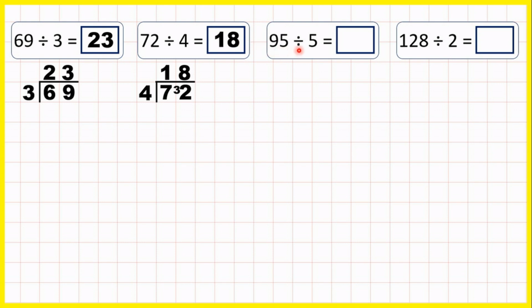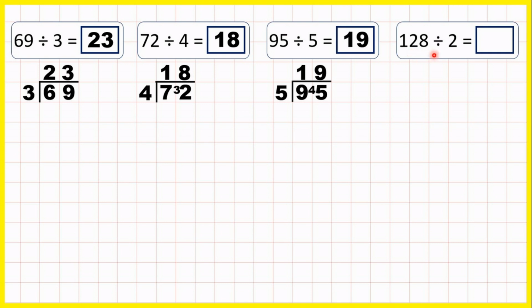Now 95 divided by 5. Again, we can set this out as a short division and start by dividing the first digit, so dividing 9 by 5. There needs to be a 1 in our answer line because 1 times 5 is 5, but then we need 4 more to get to 9. So 9 divided by 5 is 1 remainder 4. So now we have 45 divided by 5, which is 9, because 9 times 5 is 45. So our answer is 19.